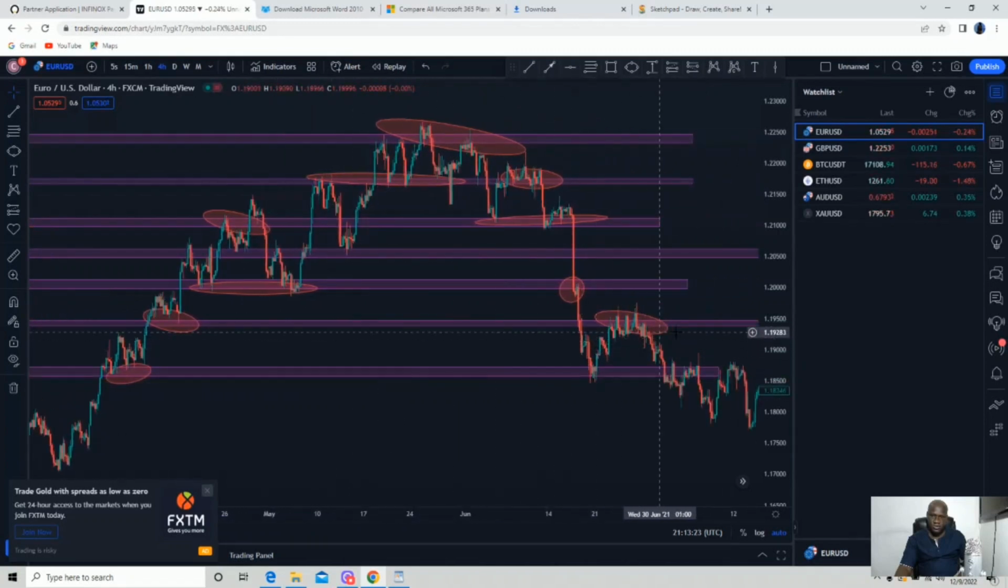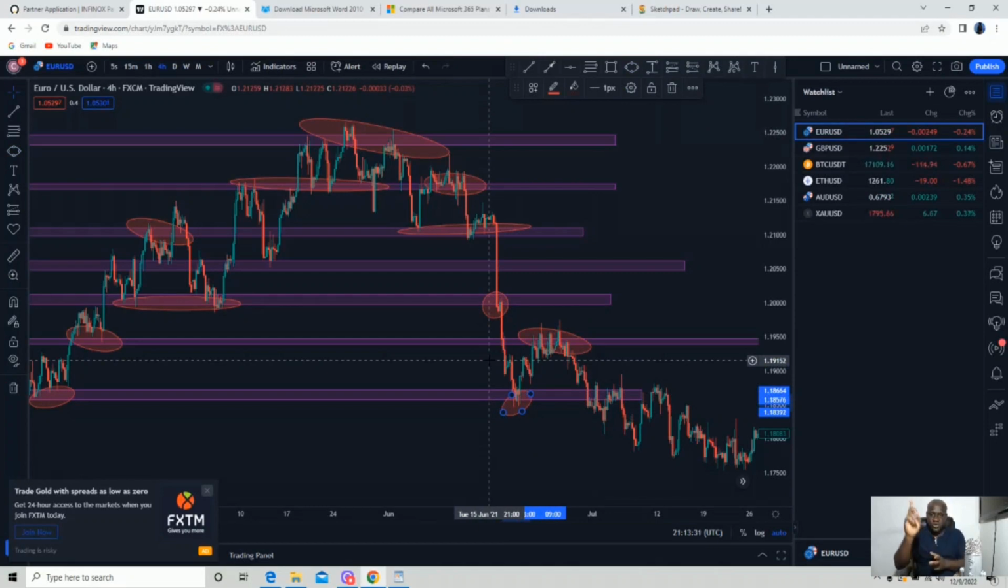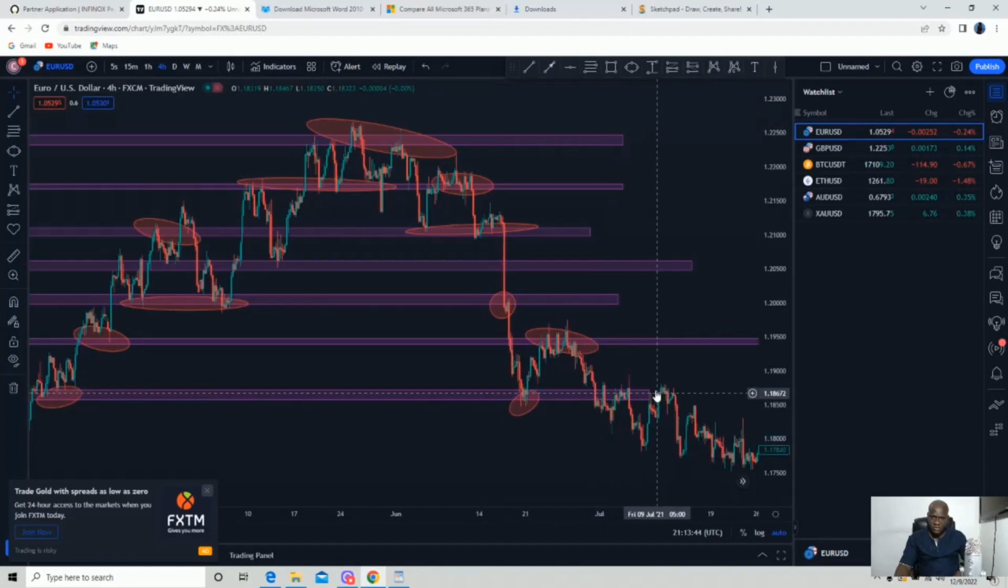So this one too is also a support, because it is touching the structure and is going back up. But these ones here, they are not support, they are resistance, because it's coming from down to up to the top side and it touched the structure. So these are called resistance.